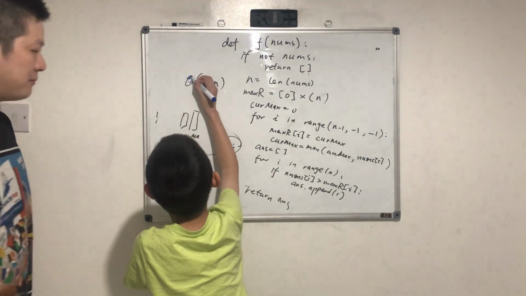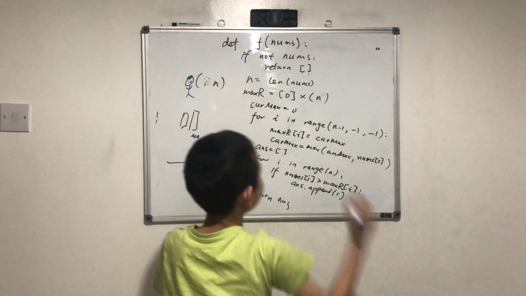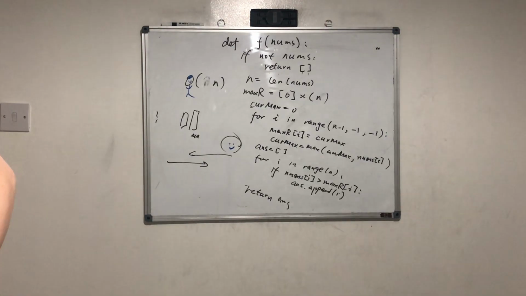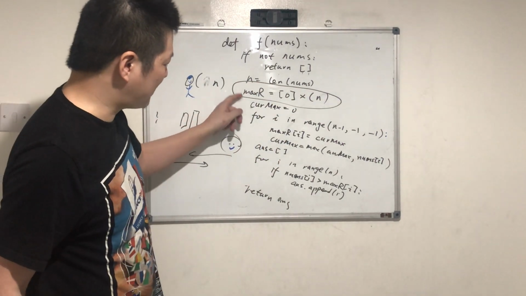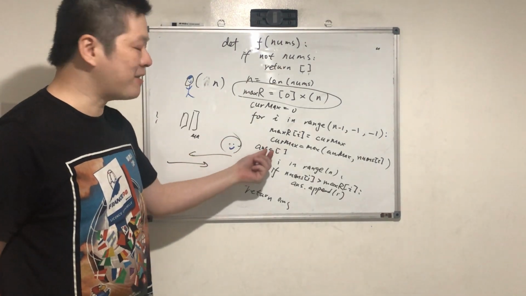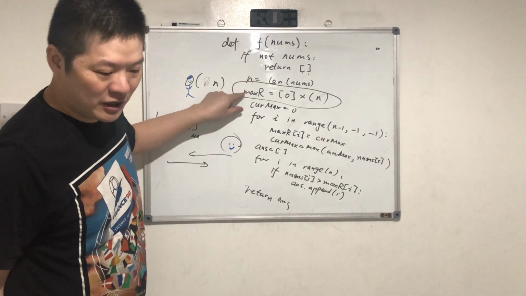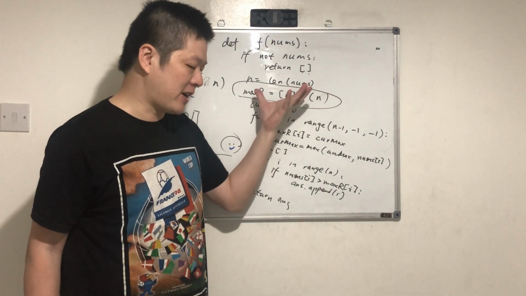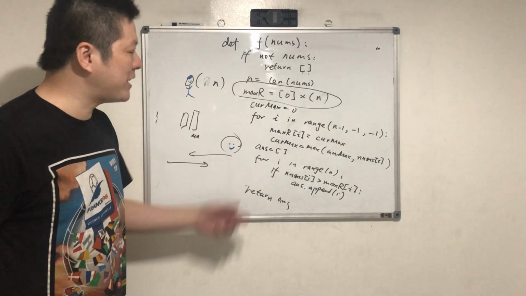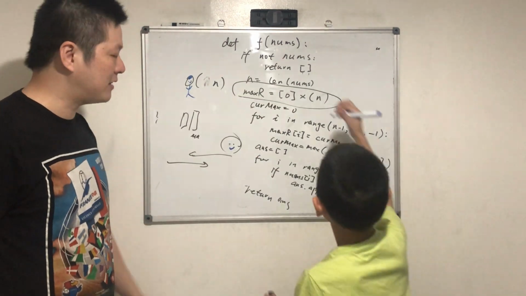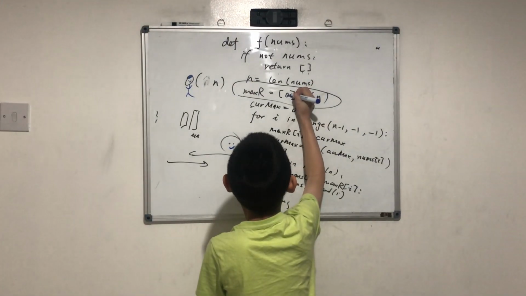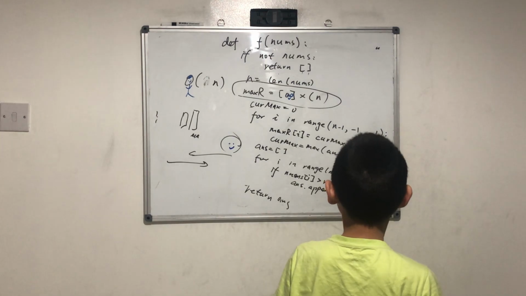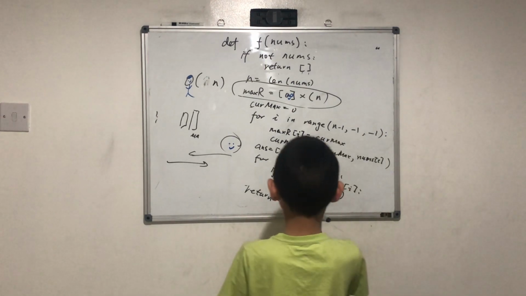What's the space complexity, Eric? Look, we are using this array of size n, so it's O of n. We are not counting the output anyway. But we need to store the maximum on the right. Can we do better without storing it? Do we actually need to store the max height on the right?